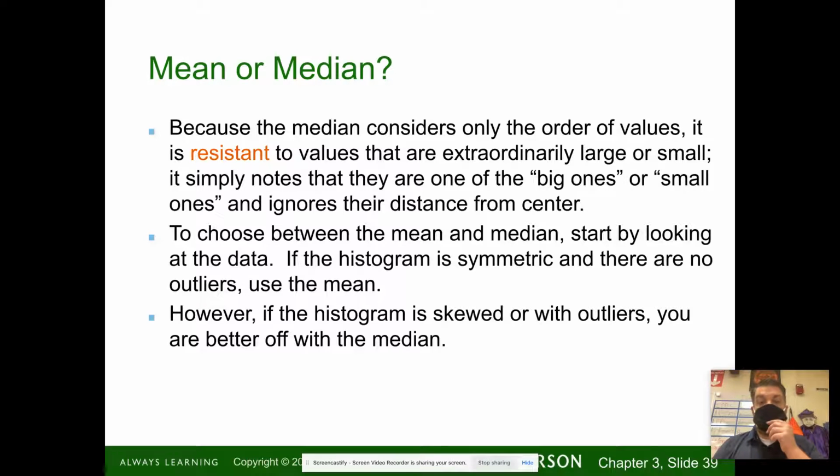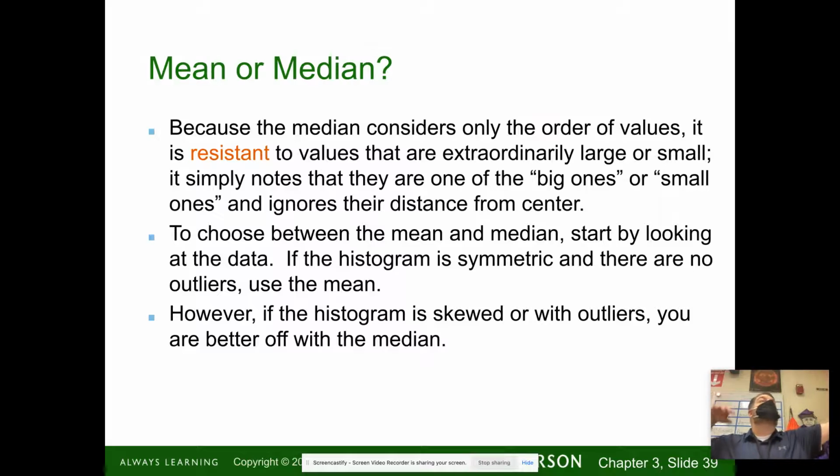And then if you choose between the mean and the median, start by looking at the data. If the histogram is symmetric and there are no outliers, use the mean, okay? So we're looking for measurements of center because that's usually where it's most probable that that's the value that'll have an impact on things. So if I want to make clothes for people and I want to know the average height of a human being, I'll collect a bunch of data, I'll look at the median, I'll look at the mean, and then I have to make a determination what is the average and then go from there.